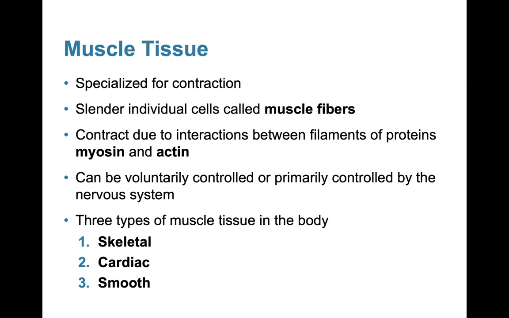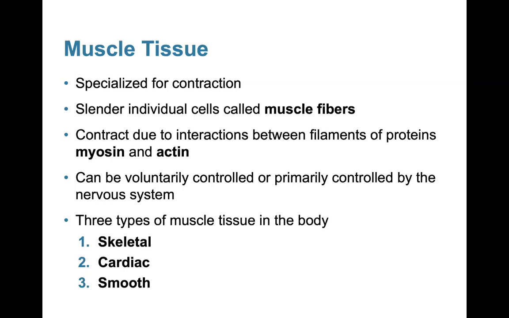This particular tissue, along with nervous tissue, these two types of tissue actually are what we call excitable, which means they can receive electrical impulses and signal via electrical impulses. So muscle tissue is specialized for contraction. Slender individual cells called muscle fibers will contract due to interactions between filaments of proteins called myosin and actin. So these two proteins will interact with each other and cause the muscle fibers to contract.